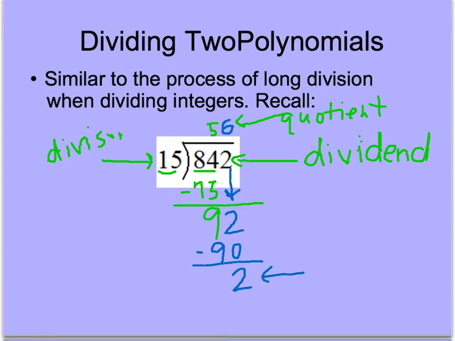And so remember, that's called the remainder, which we're going to have today too, so we won't continue it. Now, I'm not trying to insult your intelligence by doing this problem. I just want to give you a refresher because we're going to apply this process to polynomials.